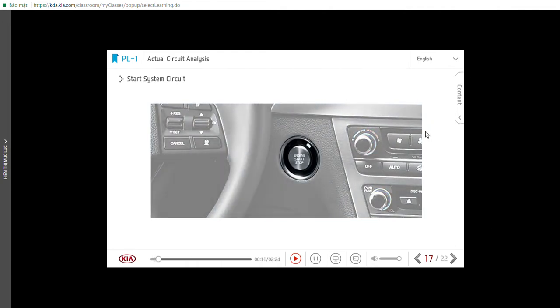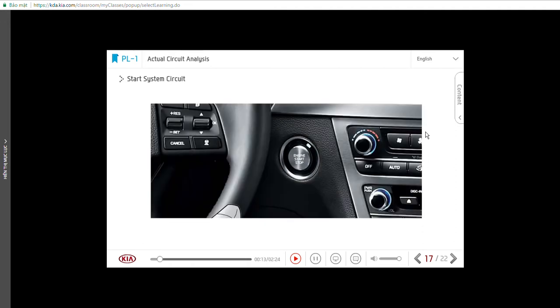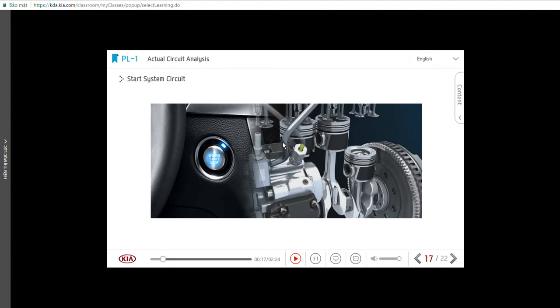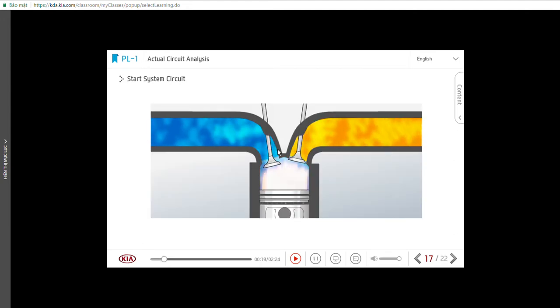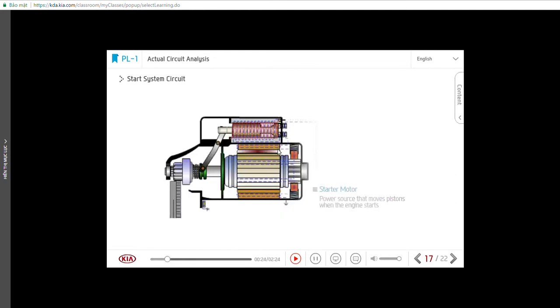We are going to learn about the start system circuit in this lesson. When the user operates the start key, the crankshaft starts rotating and fuel combusts to start the engine. At this time, the starter motor is used as the power to rotate the crankshaft.